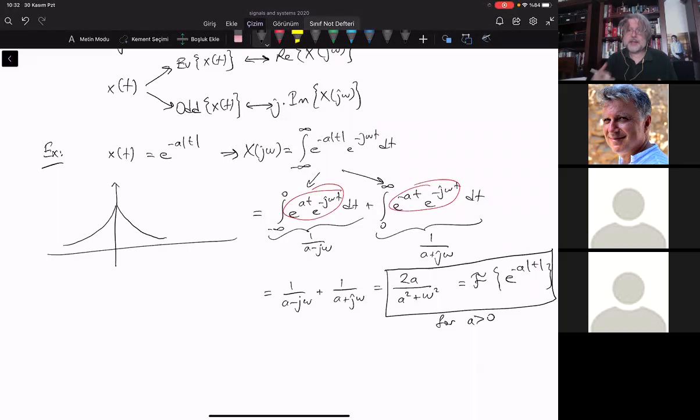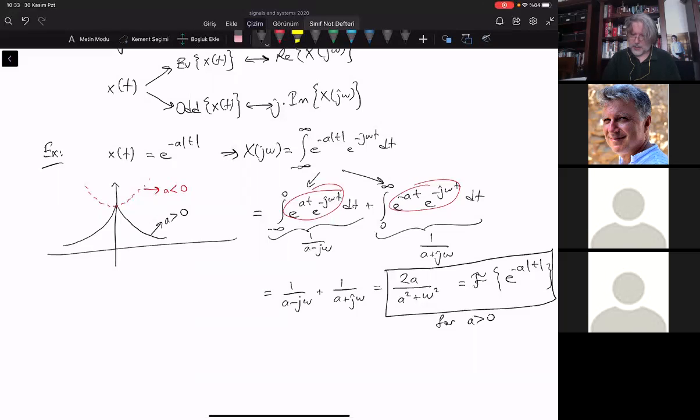If a is negative, then e to the minus a absolute value of t will diverge, like this. This is for a less than 0, and this one is for a greater than 0. So a must be greater than 0 so that the Fourier transform integral converges. Otherwise, you will have a divergent integral, and it's not going to work. The Fourier transform for that does not exist. It violates the so-called Dirichlet conditions, the conditions for the Fourier transform to exist. It mustn't diverge.